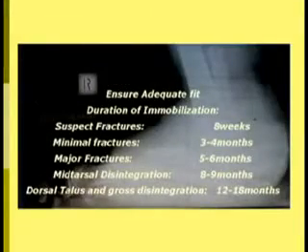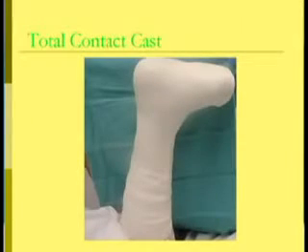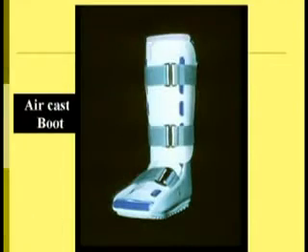A total contact cast needs to be applied for a fairly long period of time to achieve a good pseudoarthrosis. If you have minimal suspected fractures, 8 weeks may be enough, or it may even range up to 6 months, and in occasional cases where you have gross dorsal talus disintegration, you may need up to a year with a total contact cast, but it is extremely effective. Here is a total contact cast, and here's an alternative which is definitely not as effective, because anything which can be removed periodically at night, like the air cast boot, is likely to be less effective than a total contact cast.